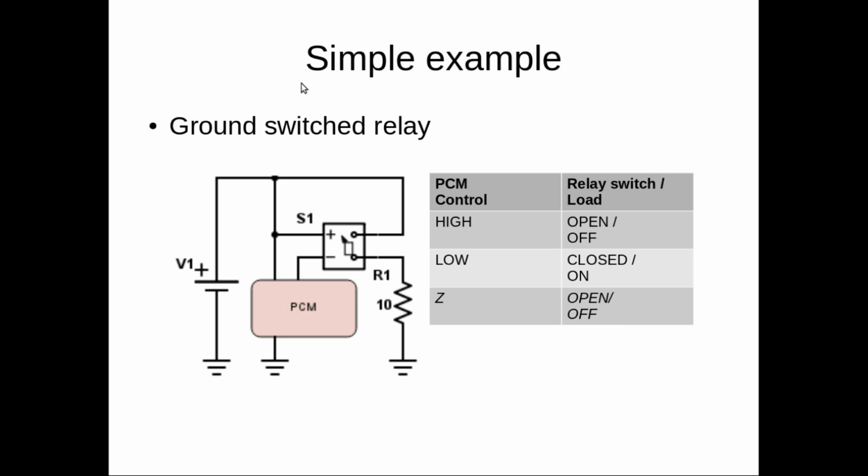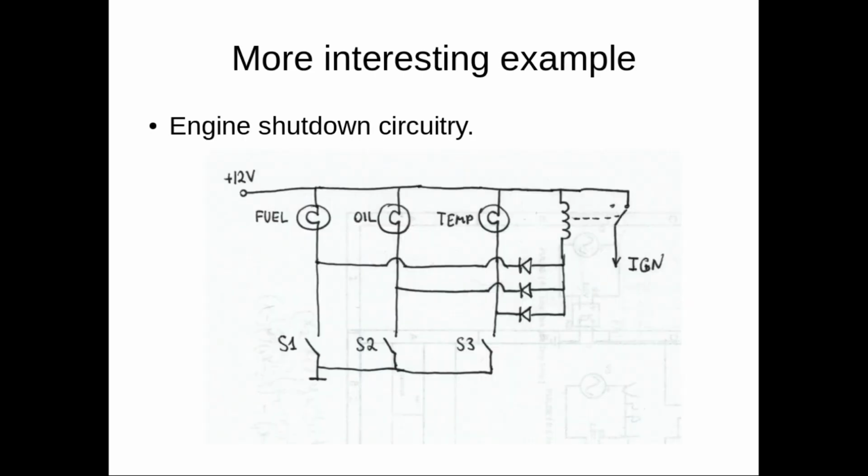Let's proceed further to a more interesting example where we not just construct a truth table for it, but also try to diagnose an issue. This example I would call an engine shutdown circuitry. This is because this circuit can be used to shut down an engine when something goes wrong, which is important if the engine is operating in a remote location unattended.